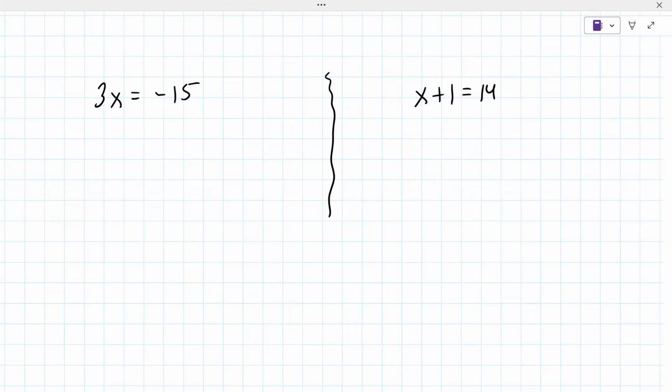Would the one on the right be 13? Yes, subtracting one from both sides. All right, yeah, x is 13. How about on the left? What are you going to divide both sides by? 3. Good.